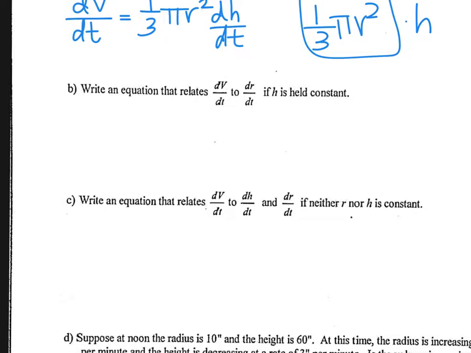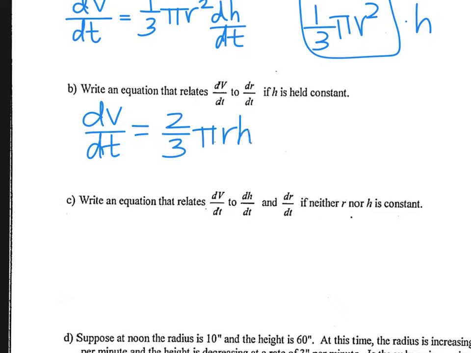Okay, letter B. Now we're going to write an equation that relates dV/dt to dr/dt. So now we're going to take the derivative, and h is going to be held constant this time. r is not. So let's do it. You get dV/dt equals, so I'm going to take the derivative of r squared. What do you do? You bring the 2 down front, so you get 2/3 pi r h dr/dt.